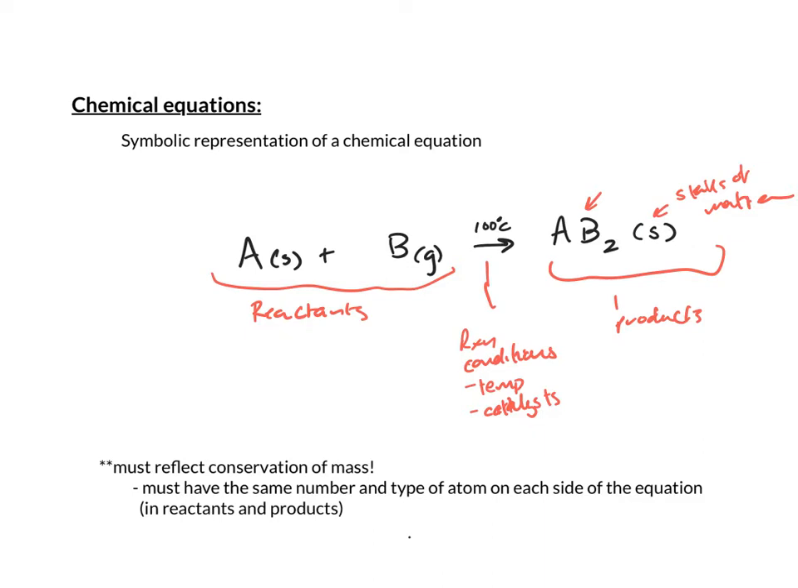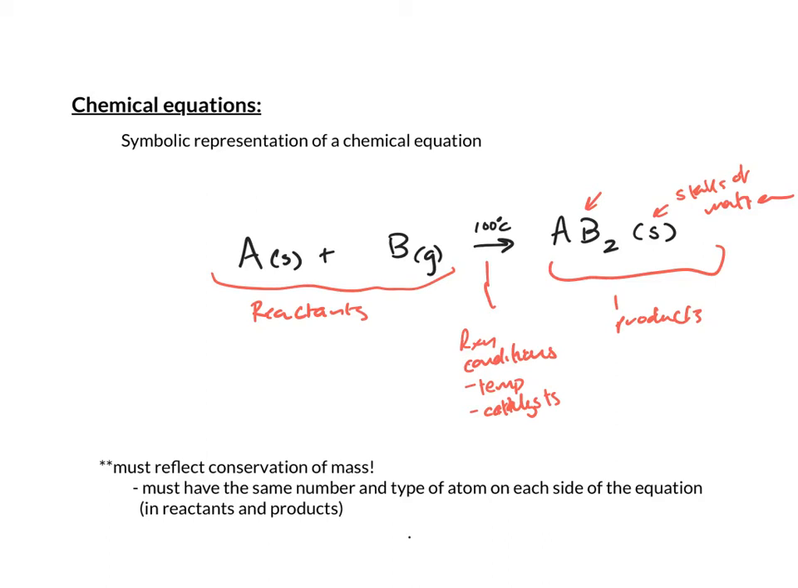So the one thing about chemical equations, the symbolic representation of a reaction, is that it must, absolutely must, no matter what, reflect conservation of mass. So we know that in a chemical equation or a chemical reaction, atoms aren't created or destroyed. So chemical equations need to reflect this, which means that they have to have the same number and type of atom on each side of the equation. So in the reactants and in the products, they have to have the same. And to do that, we're going to use coefficients.